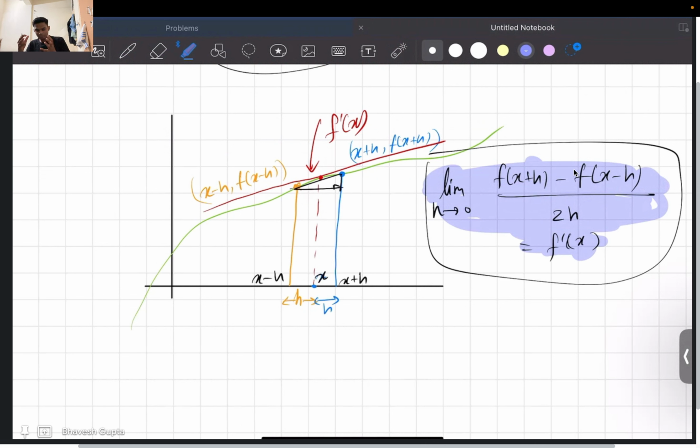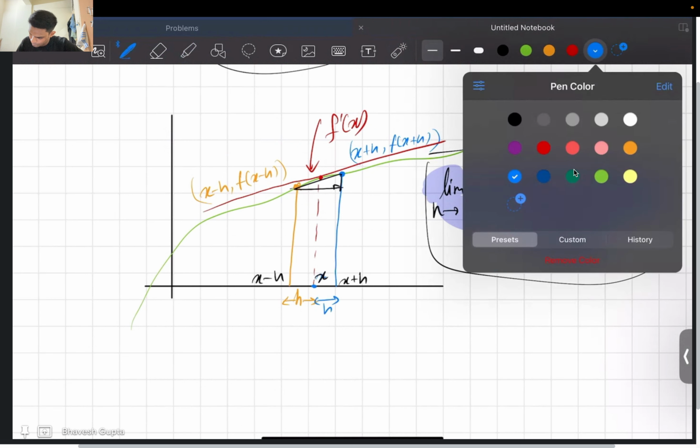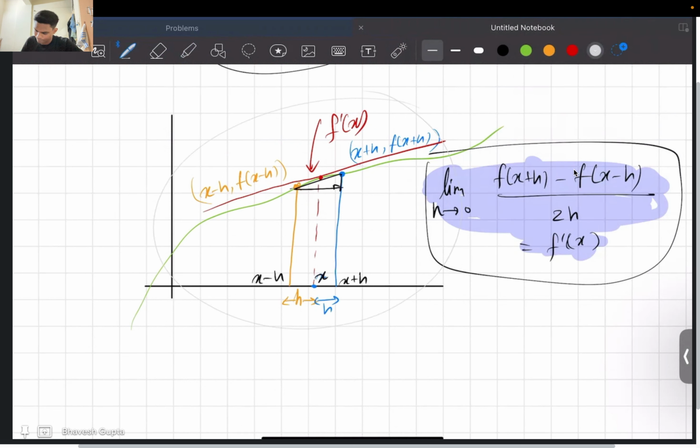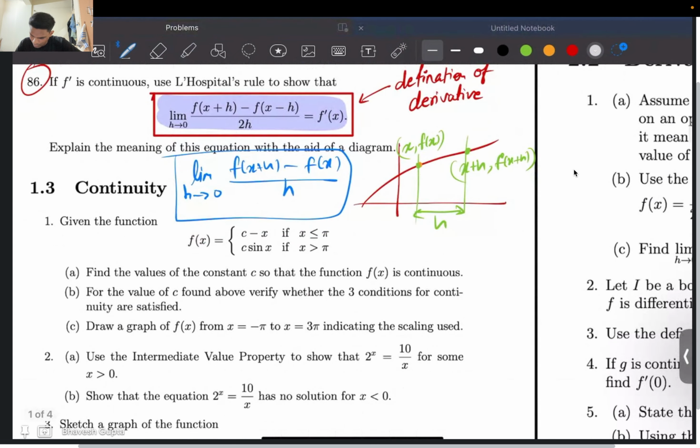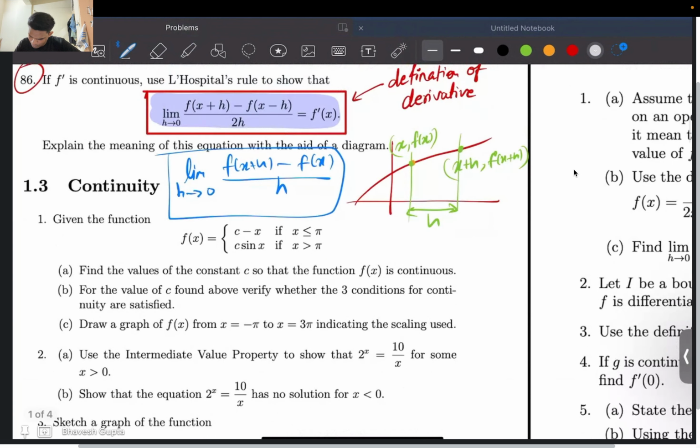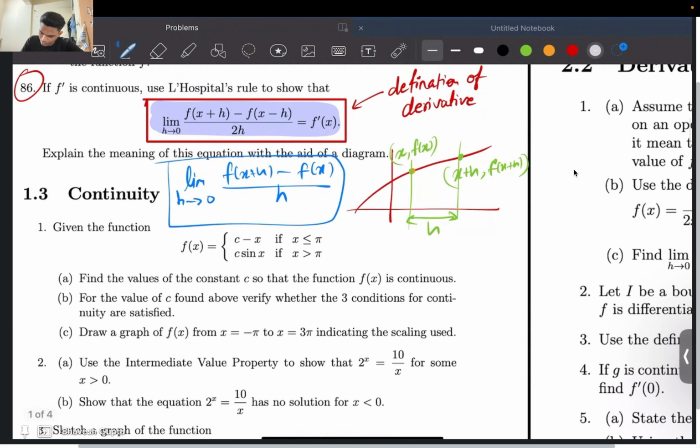And if you're still not convinced, like what we have done here, we can refer to this diagram. Just refer to this diagram, like what we have done. This explains what you have done. And you can see in the diagram, and in the question also, they have told you to explain this.